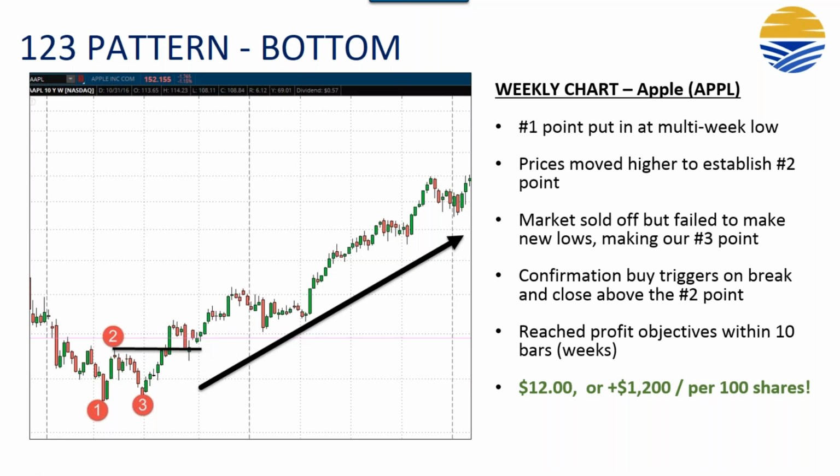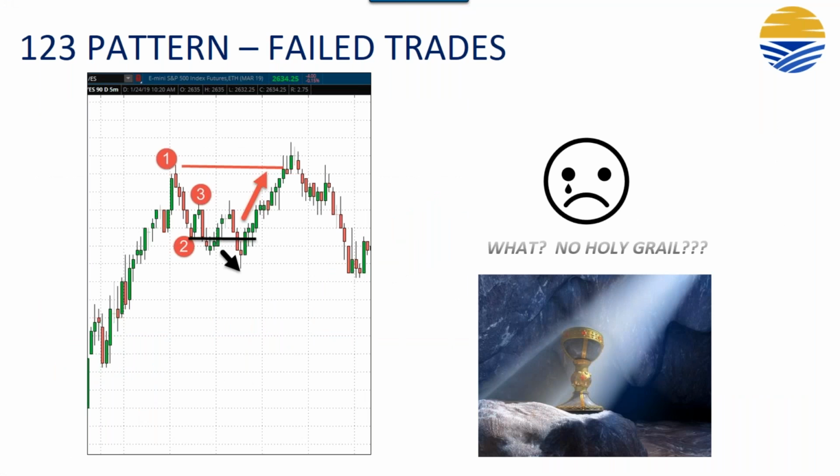How? We buy Apple stock. We can buy call options, call spreads, sell out of the money put spreads. Whatever your flavor or style of trading is, that's how we can participate.